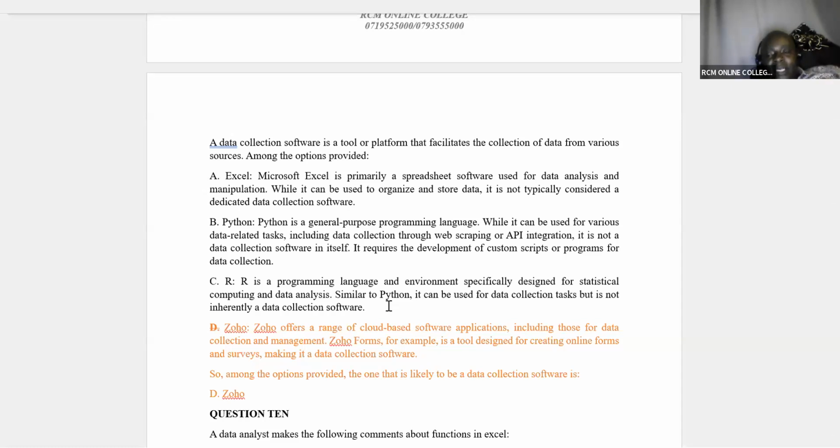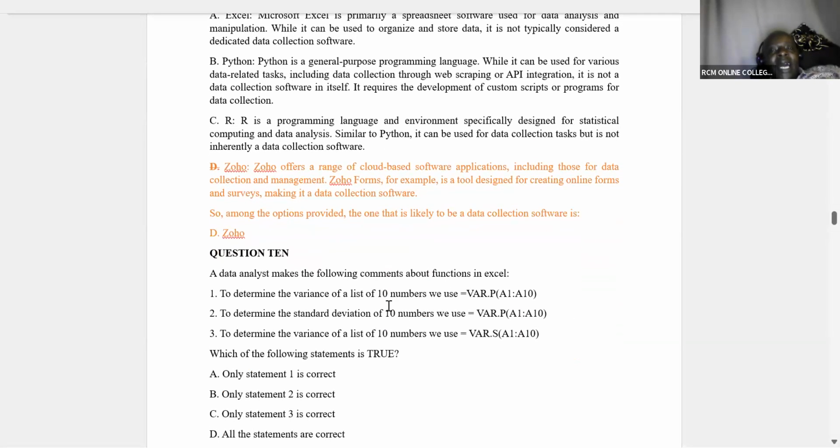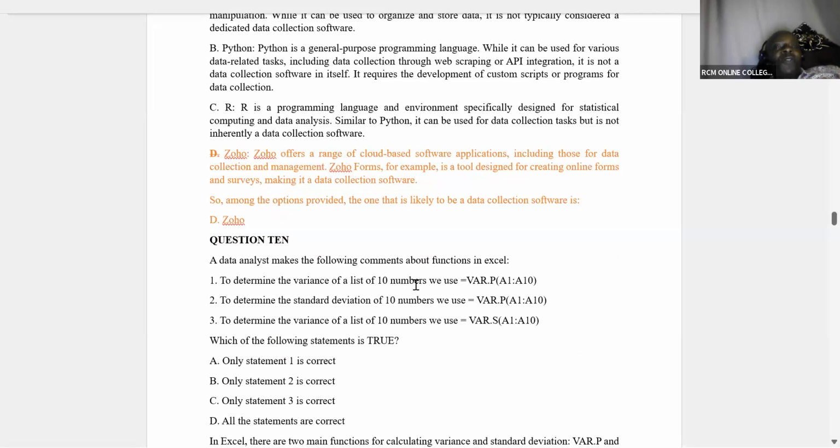Question number 10. A data analyst makes the following comments about functions in Excel. To determine the variance of a list of 10 numbers, we use var.population. To determine the standard deviation of 10 numbers, we use var.p here, A1 to 10. And then we have, ladies and gentlemen, to determine the variance of a list of 10 numbers, we use var.s.